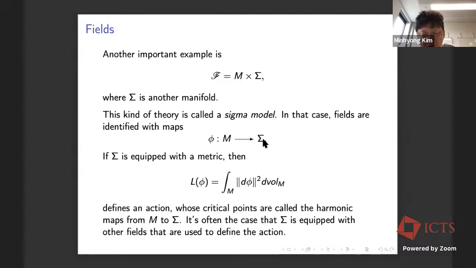It can also happen that sigma is equipped with a bunch of other fields. I said a metric, that's a kind of field, but it might be equipped with a section of a spin bundle or various auxiliary objects like that, which help you to define such an action, or a different kind of action as well. So thinking flexibly about ways to modify, refine or enhance this to get interesting actions is the kind of thing physicists do all the time. And we can also learn from the kind of things they do.